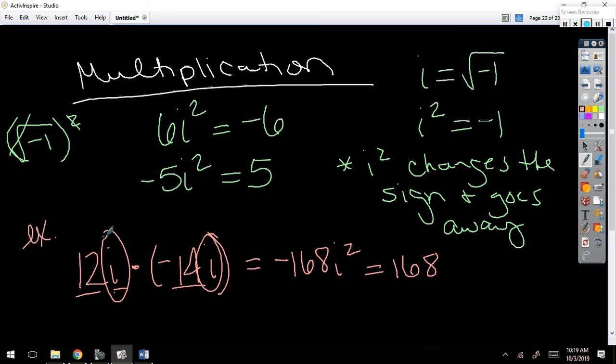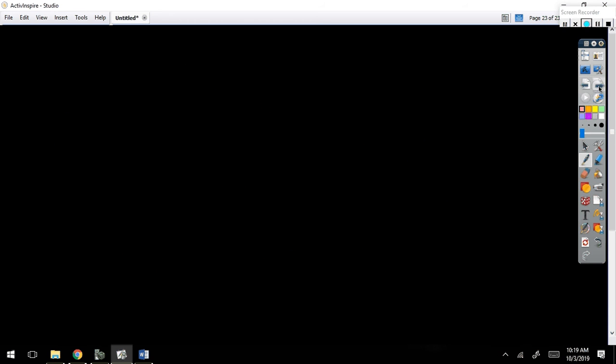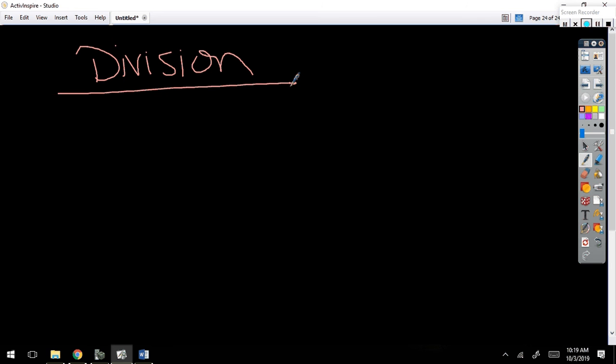Okay. What about division? Now remember, we're only dealing with imaginary right now, so when there's just an i, okay? What is the problem here? It's in the bottom. What's in the bottom? The i. And an i is a radical, and I can't have a radical in the bottom. So it's not a function.